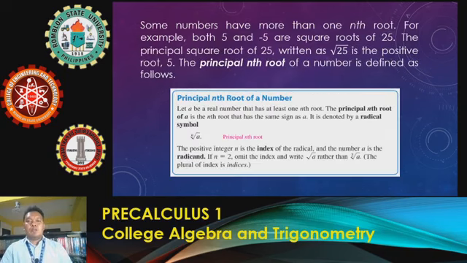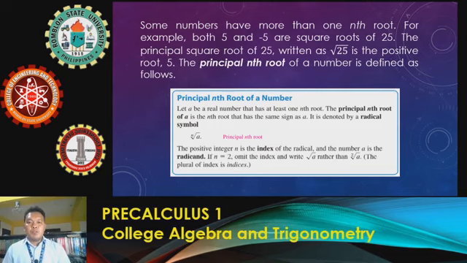Then, some numbers have more than one nth root. For example, yung 5 and negative 5. So, pwede natin siya sabihin 25. So, the square roots of 25 are positive or negative 5. Then, the principal square root of 25, written as square root of 25, is the positive root, 5. The principal nth root of a number is defined as follows.